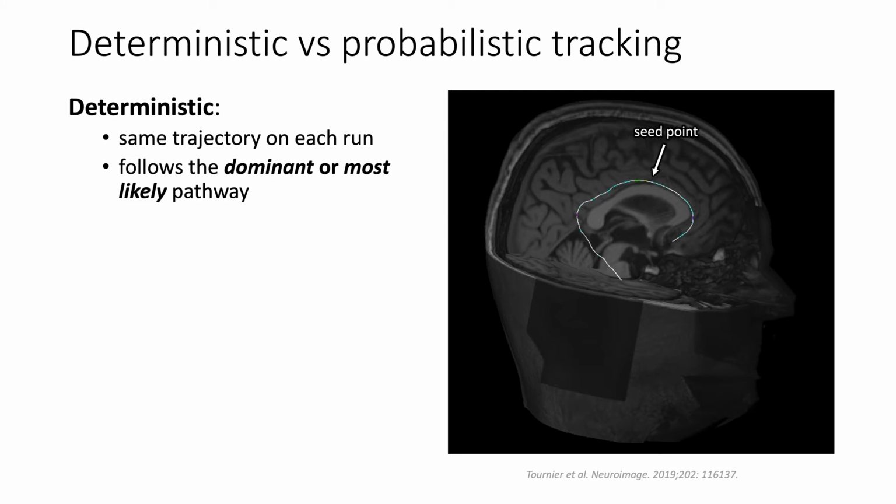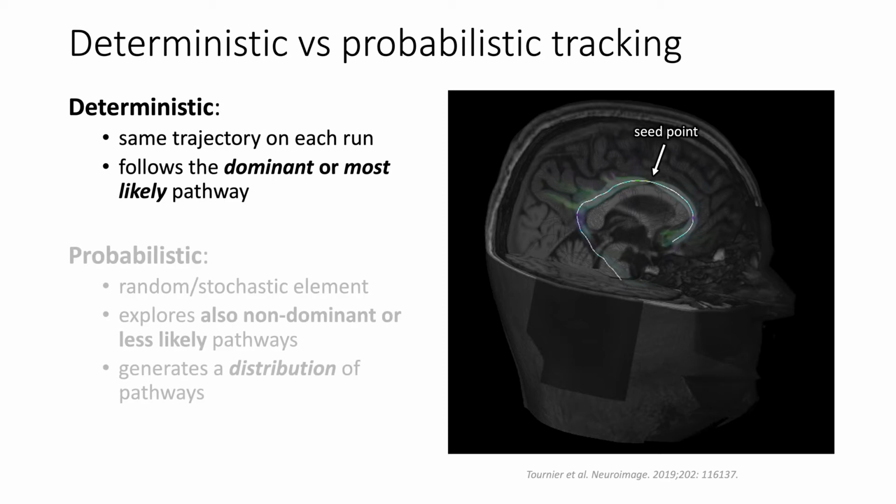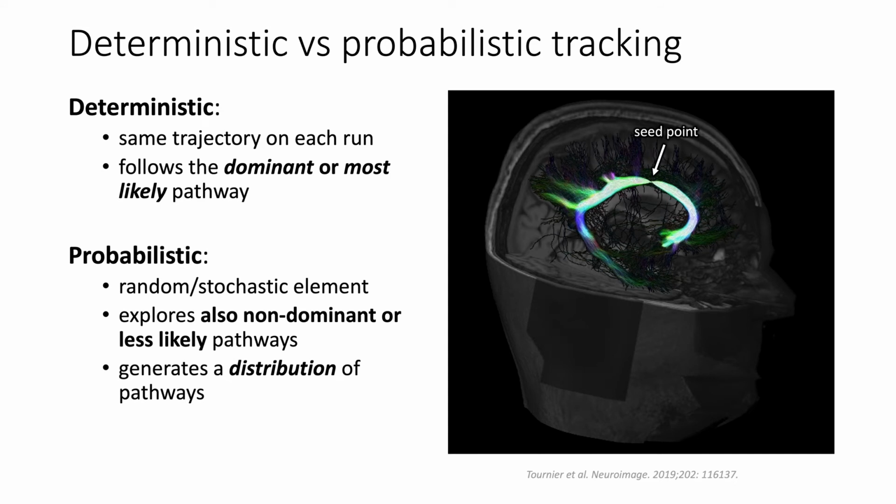A first distinction is that between deterministic and probabilistic approaches. Deterministic approaches produce the exact same trajectory each time they are run, and typically they follow the dominant or most likely pathway. Probabilistic approaches, on the other hand, throw in a random or stochastic element, where a different trajectory is explored on repeated runs. This allows us to also explore non-dominant or less likely fiber trajectories. And instead of a single trajectory, they provide a distribution of trajectories.